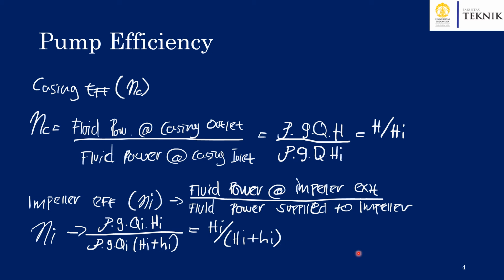So we found the small hi before at the impeller power loss. Due to the impeller power loss, we have this impeller efficiency, and this is a function of capital HI, which is the total head across the impeller, divided by the total head across the impeller plus the impeller power loss or energy losses at the impeller. The small hi is the energy power loss at the impeller.